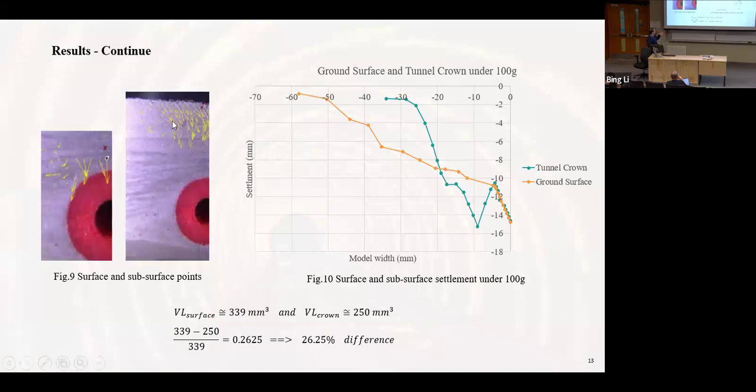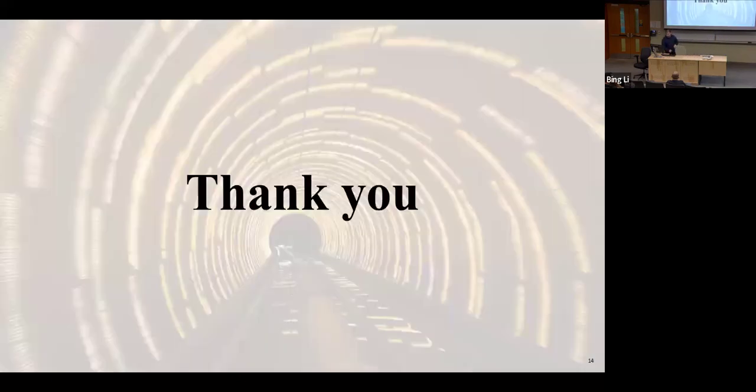Here I try to compare the results, the settlements that I have on the ground surface and at the tunnel level. As you can see, we have a different curve, a different trend, and somehow a different settlement. And considering this calculation, we have a different volume loss at the ground surface and at the tunnel level, which proves the literature claims about this. Thank you so much for your listening.